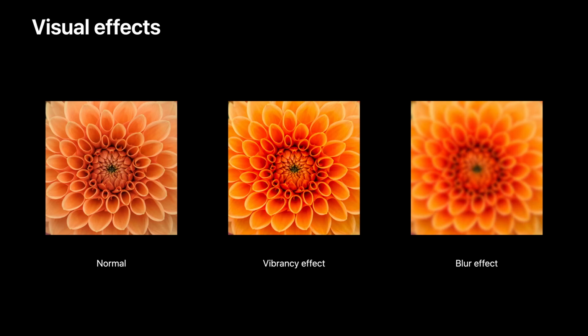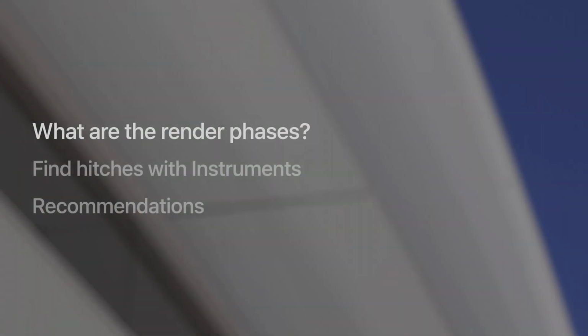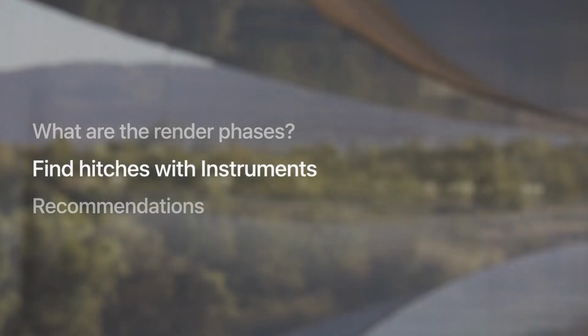So these four off-screen types can slow down the rendering and cause render hitches. Now that we've described the details of the render phase and seen how a high number of off-screen passes can cause them, let's move to our second topic, finding hitches with Instruments.